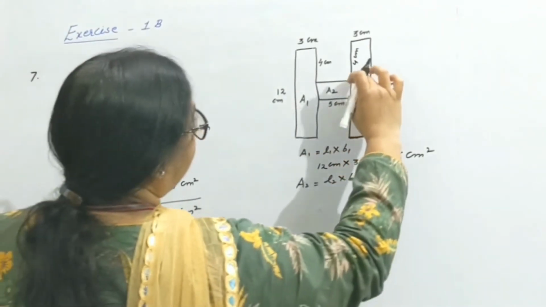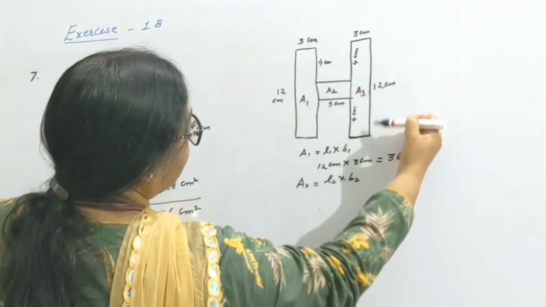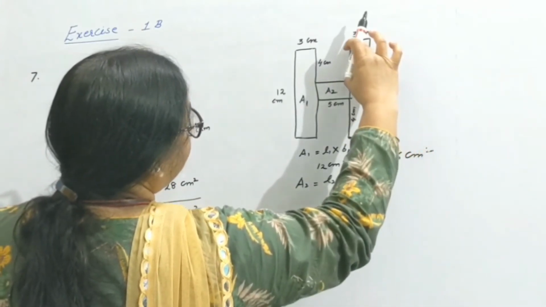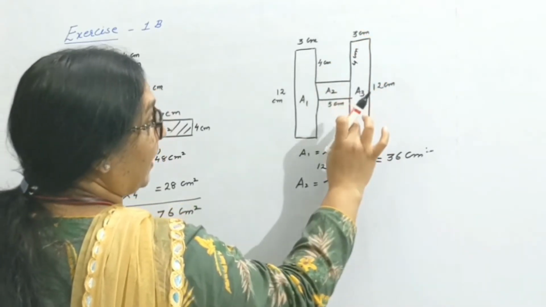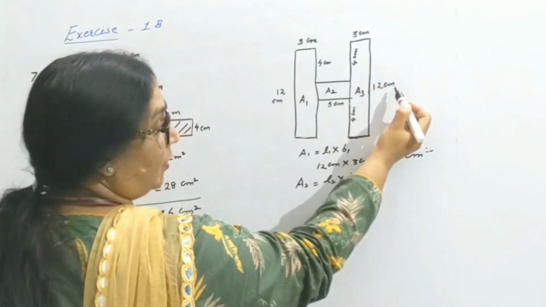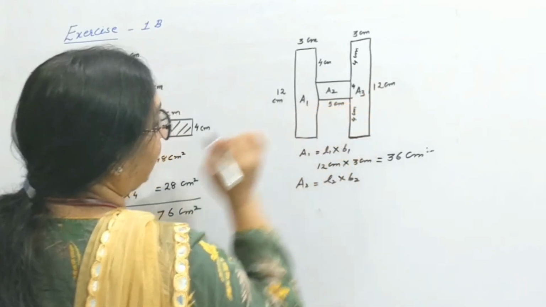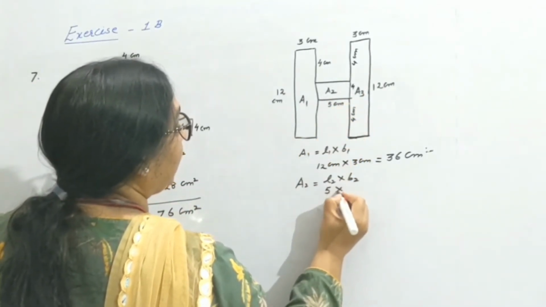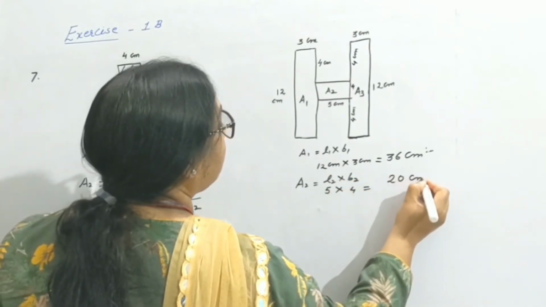How will you obtain the breadth? Look at this shape. This breadth you want. What is the total length, children? 12 centimeter. Out of 12, this is 4 centimeter and this length is 4 centimeter. 4 plus 4 equals 8 centimeter. So this remaining part is 12 minus 8. 12 minus 8 means 4 centimeter. Hence the breadth of this second rectangle is 4 centimeter. So let's substitute the value. Length is 5 centimeter and breadth is 4 centimeter, equals 20 centimeter square.